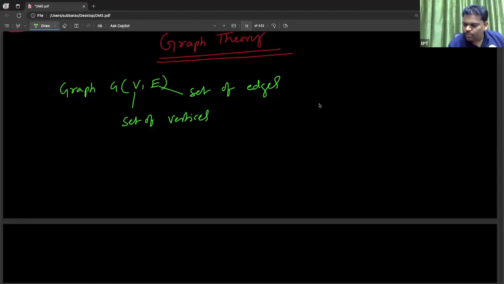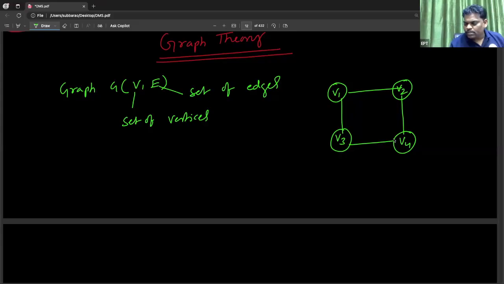So, a small example. V1, V2, V3, V4. These are the 4 vertices. Every circle is a vertex. Between 2 vertices, one line is there, and that is called an edge. If you want to give the edge numbers, E1, E2, E3, E4, and E5.